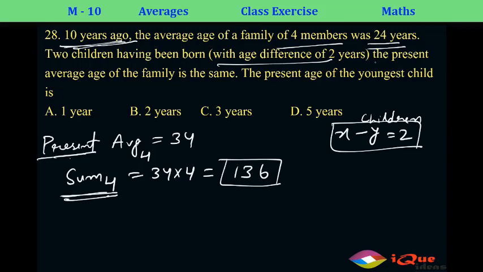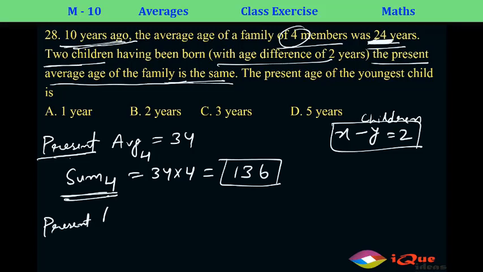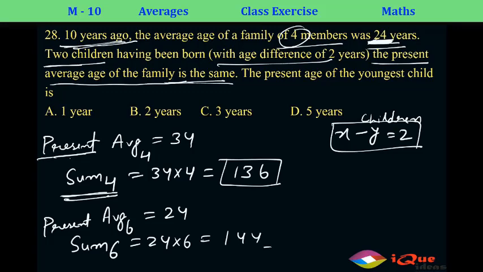Now further, the present average age of the family. Now the family has 6 people. Originally there were 4 members and 2 children were born, so now there are 6 people. The present average of the family is the same as what it was 10 years ago, that is 24. So the present average for 6 people is 24, and the present sum of 6 people will be 24 into 6, which is 144.